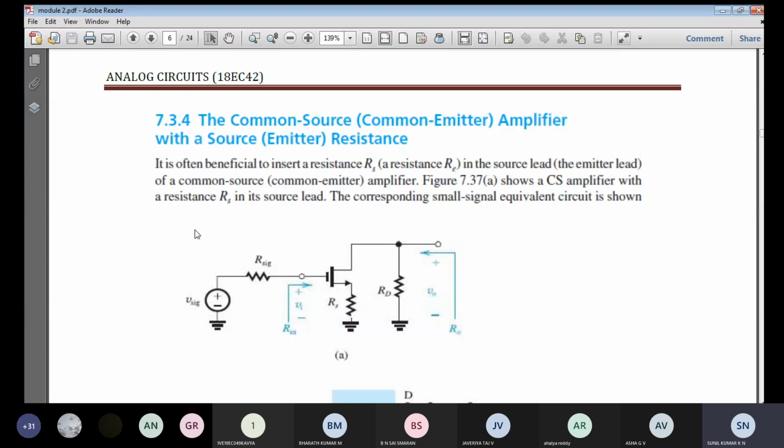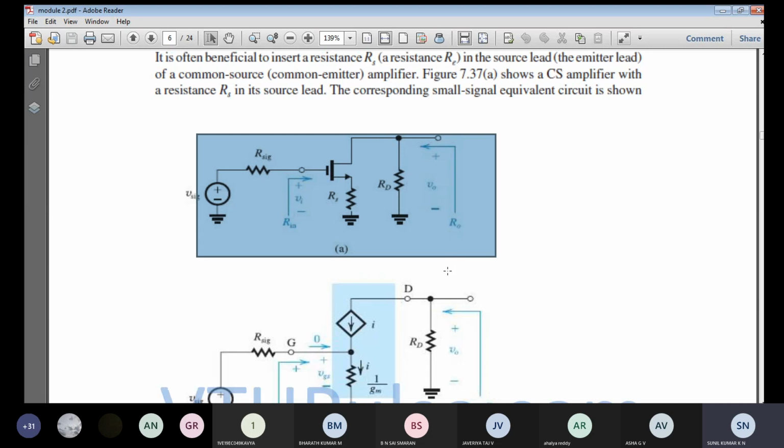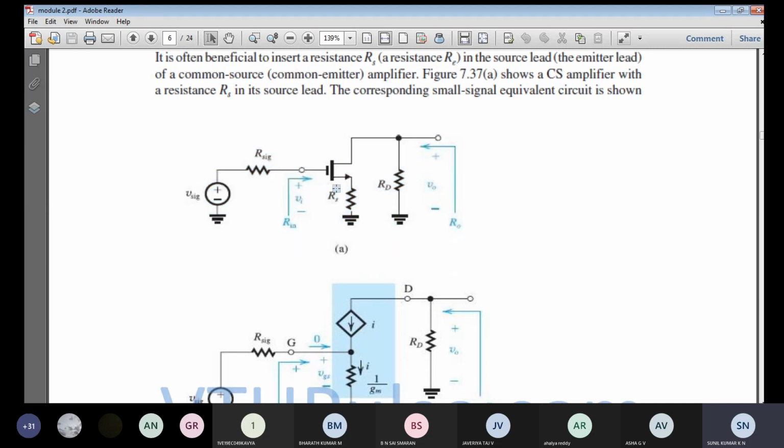For the previous circuit, whatever you have done, the same thing you are going to write for this circuit diagram of the common source, but the only change is the source resistance Rs. Rs has been connected across the source terminal. The modification is only this resistance. By adding this resistance, the rest all remains the same.